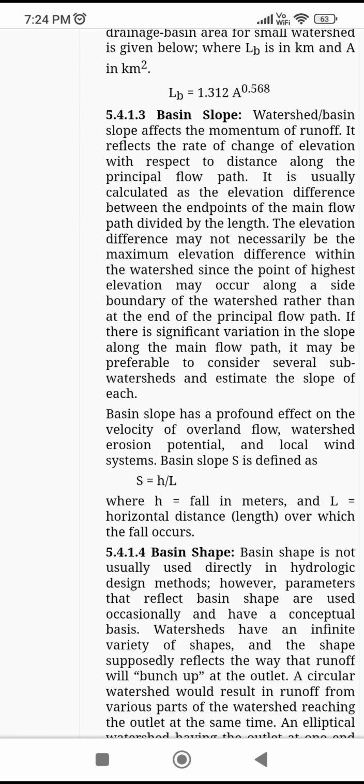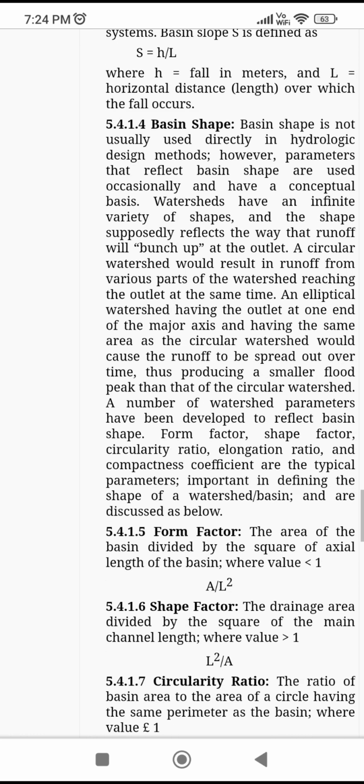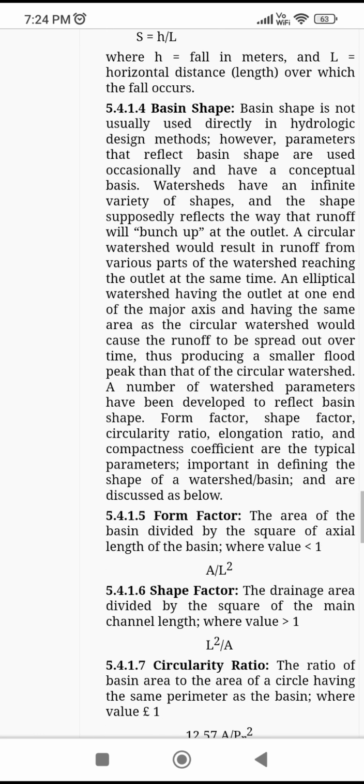So basin slope, the formula for basin slope is H by L, where H is fall in meters and L is horizontal distance over which the fall occurs. Then basin shape, there are different types of basin shape: fern shape, fan shape watershed.